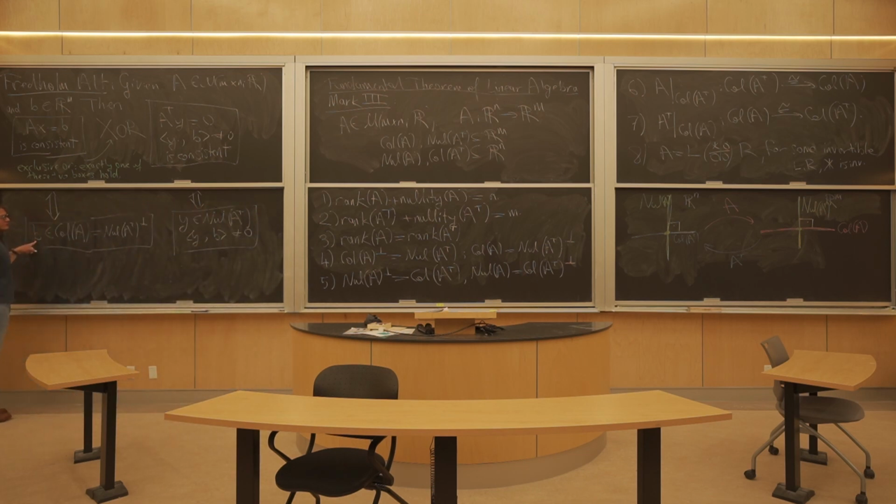But if this is the case, then B is perpendicular to any vector in the null space of A transpose, and Y is in this space. So because of this, this and this cannot hold at the same time. So this is sort of how we can think of this Fredholm alternative. It's really a restatement of this, but it's a popular restatement, so I wanted to mention it.